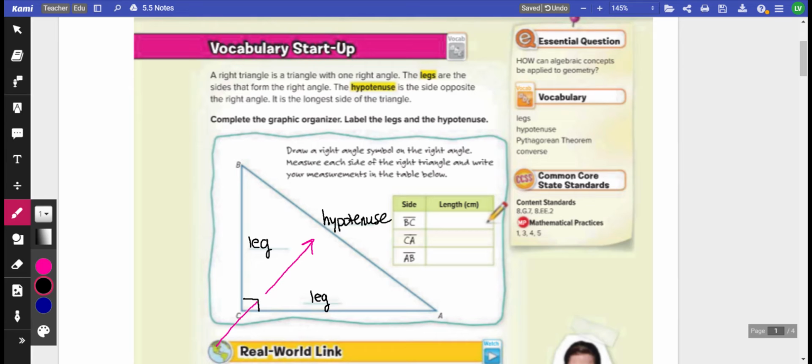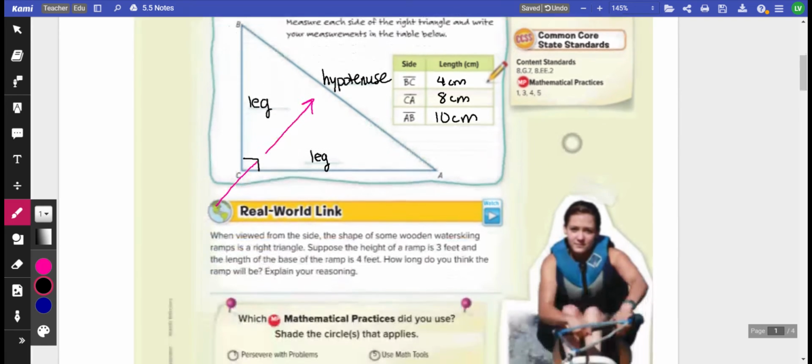So if you were to actually measure this in centimeters, side BC would be 4 centimeters. Side CA would be 8 centimeters, while side AB would be 10 centimeters. So if you notice, the longest side is side length AB, which is in fact our hypotenuse.